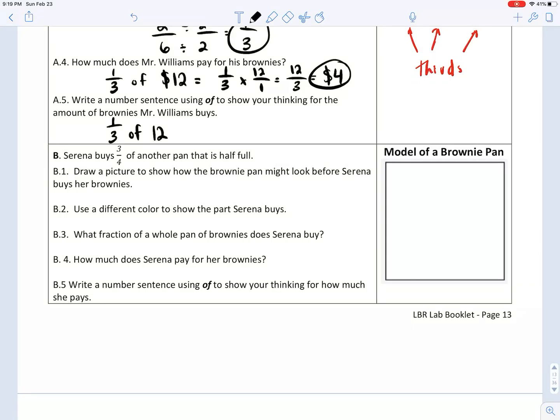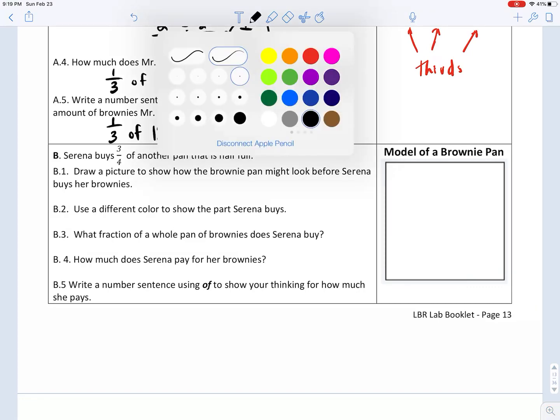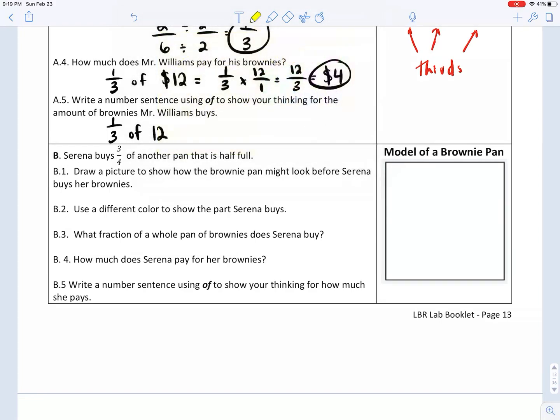So question B. Serena buys 3/4 of another pan that is half full. Draw a picture to show how the brownie pan might look before Serena buys her brownies. Okay, so again, we're going to split this. The pan says that it is half full. So going vertically, I'm going to draw my pan going halfway through. Those look like halves. Okay, and this is how much is filled with brownie here. So half of the pan is filled with brownie.